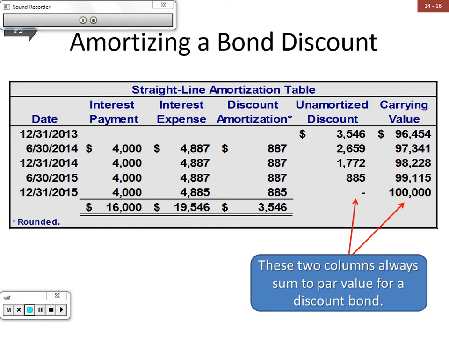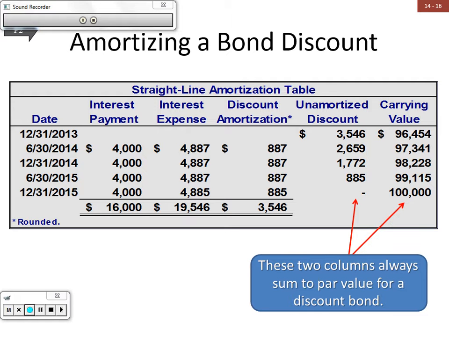We add that same 887 to our 97,341. We get 98,228. Going to the next year, we subtract out the next discount payment, which is the next interest payment, 887, to have a remainder of 885. And then add that same 887 to 98,228 to get 99,115. Going to the very last semi-annual interest payment, what has happened here? You zeroed out, so you got to add that 885 to that 99,115.